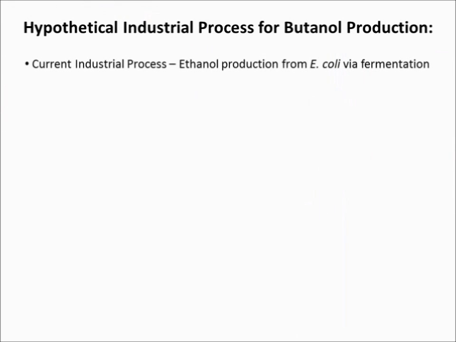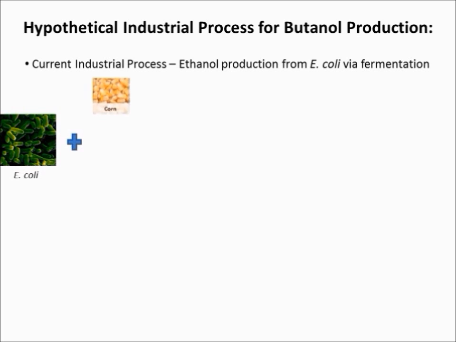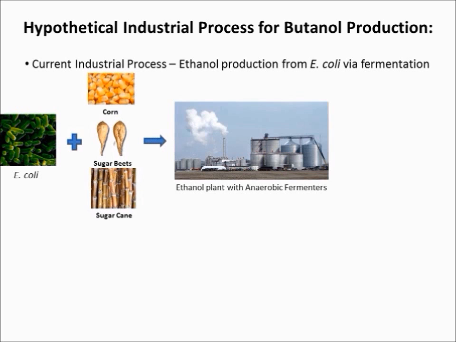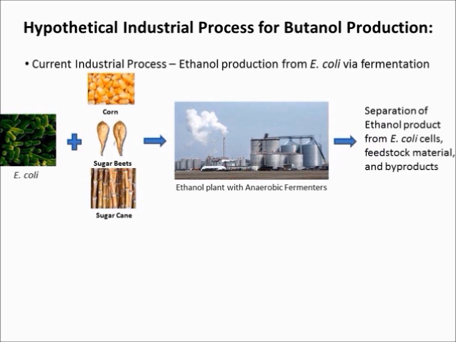Well, E. coli is already used to produce ethanol, another type of biofuel, via fermentation on an industrial scale. This process involves incubating the E. coli with feedstocks such as corn grain, sugar beets, or sugarcane in large containers with no oxygen called fermenters, and then separating the produced ethanol from the E. coli cells, feedstock material, and other byproducts, including water. Theoretically, an industrial process for producing butanol from E. coli via fermentation would be similar.